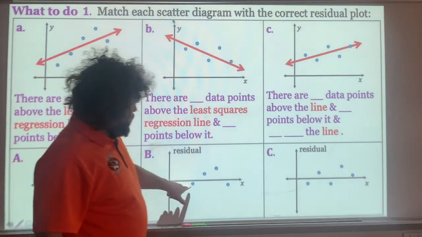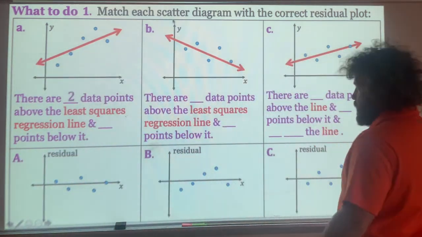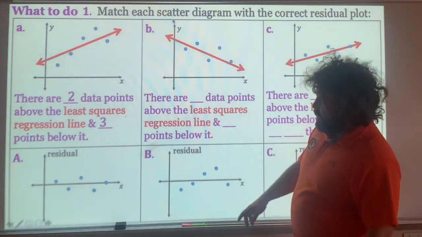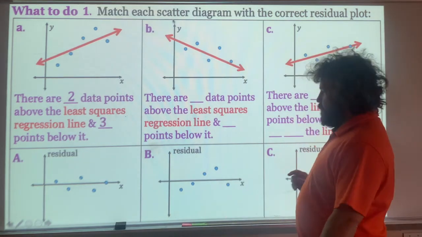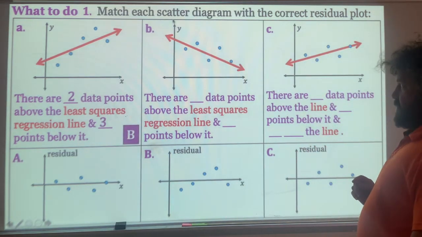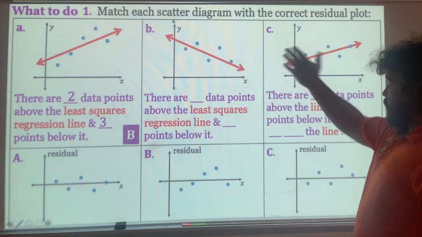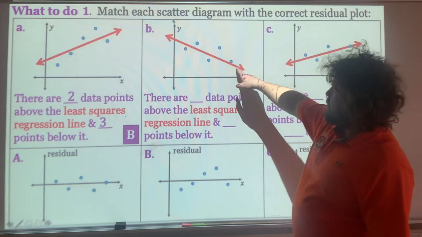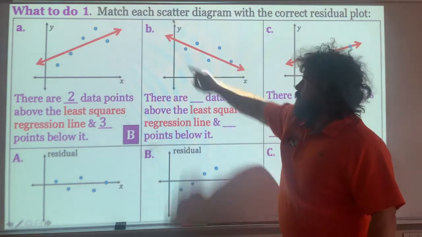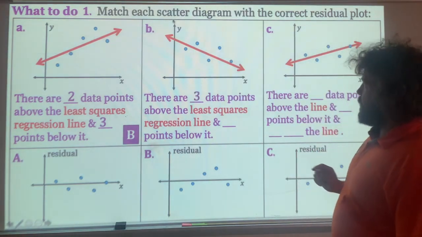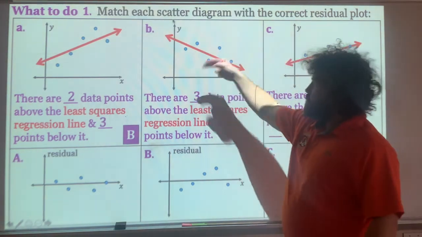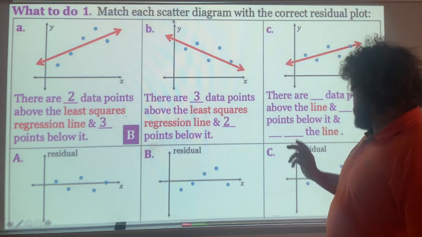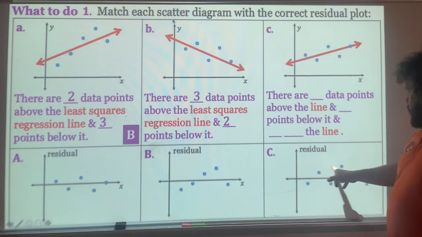Now, look at this one. The answer has to be B, because there are 2 data points above and 3 below, and B is the only one that shows it, so that's your answer. Okay? So what do you think about letter little b? There are blank data points above. How many? 3 data points above, and how many below? 2 below. So that would be C.